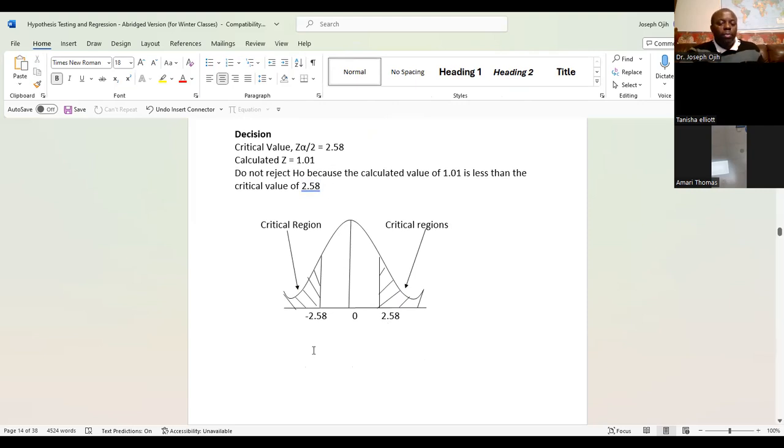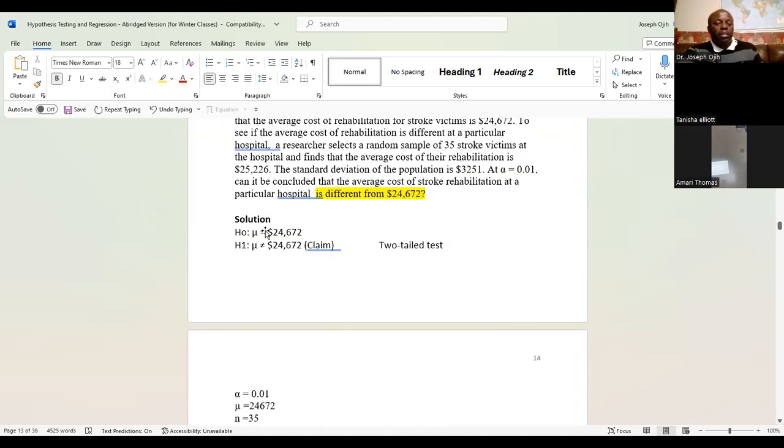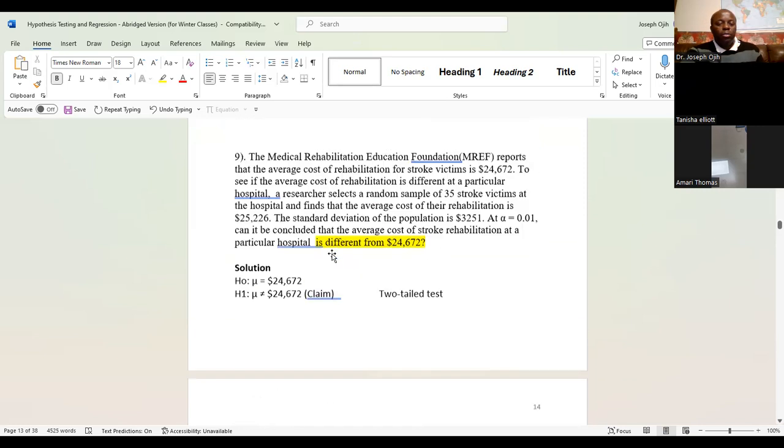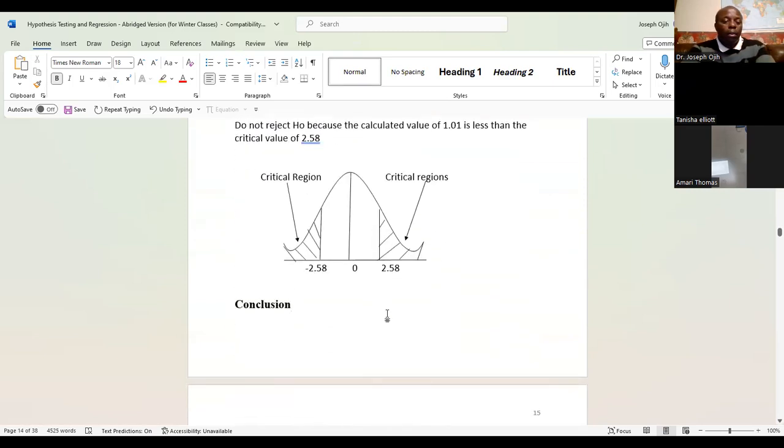So let's make our conclusion here. We did not reject the null hypothesis, so that means the claim is not supported. We can now state the conclusion: there is not enough evidence.